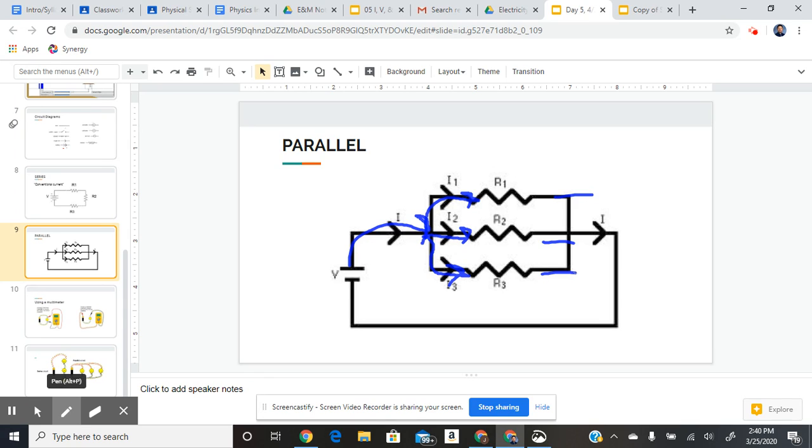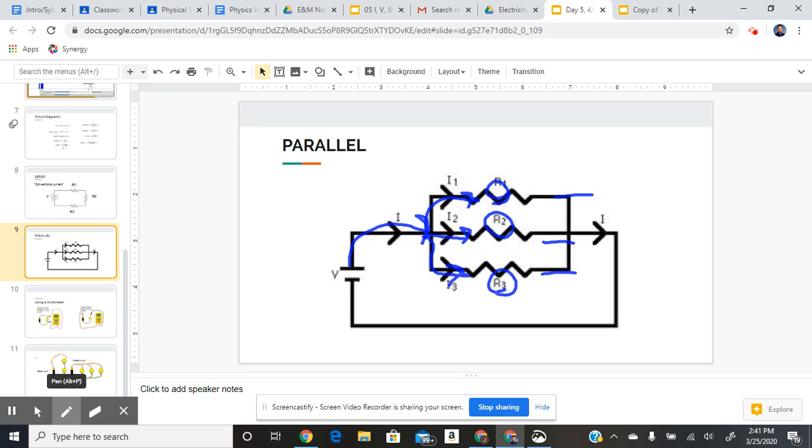When it hits these, the advantage is that every single one of these resistors, resistor 1, 2, and 3, are all going to receive the same voltage. And that's one of the advantages of using a parallel circuit. And that's why we use parallel in our homes instead of using series circuits as well.